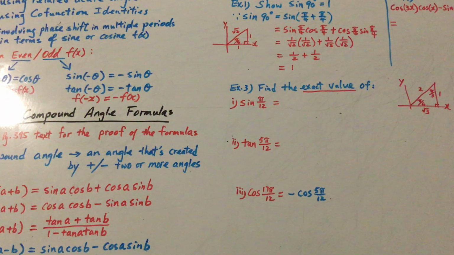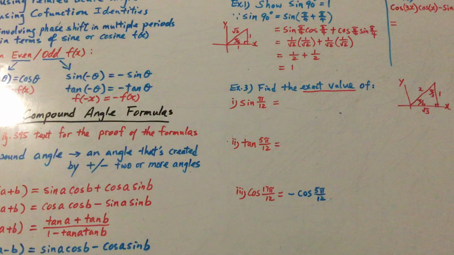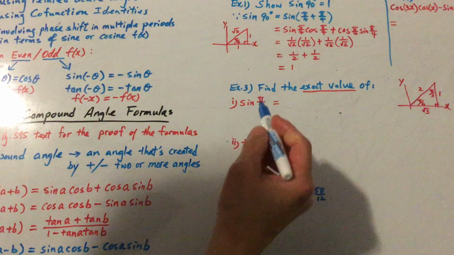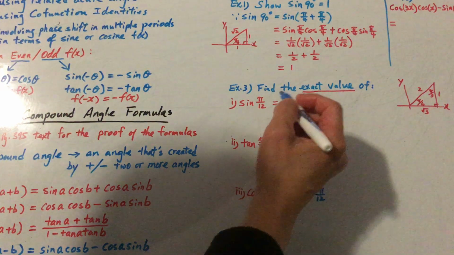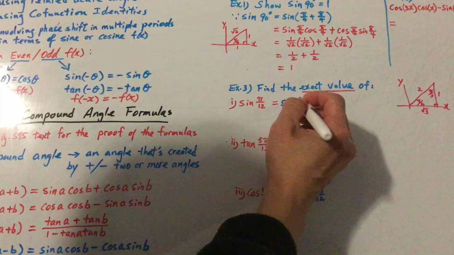I don't know why the handout has example 3, but I just follow what your handout has. Now, when it comes to the sine of pi over 12, you have to quickly make a note of what this is in degrees so that I know how to make that into compound angles.